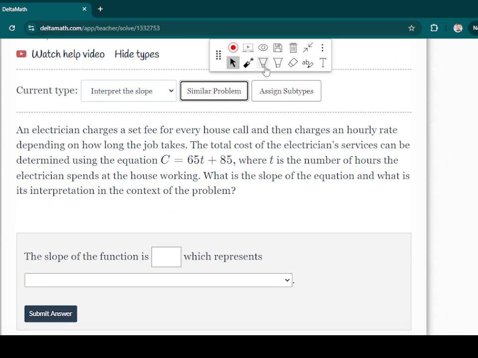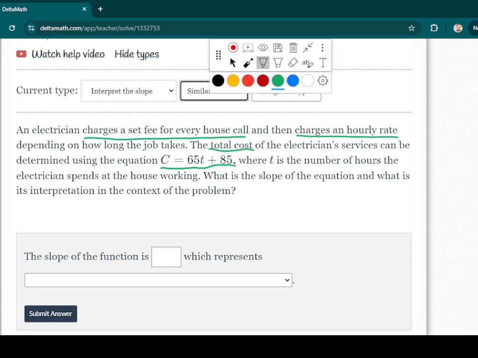All right, so we've got the same electrician. That's nice. So again, he charges a set fee for every house call, and then charges an hourly rate for however long it takes. Total cost is using C equals 65t plus 85, where t is the number of hours he spends at the house. What is the slope of the equation, and what is its interpretation in the context?